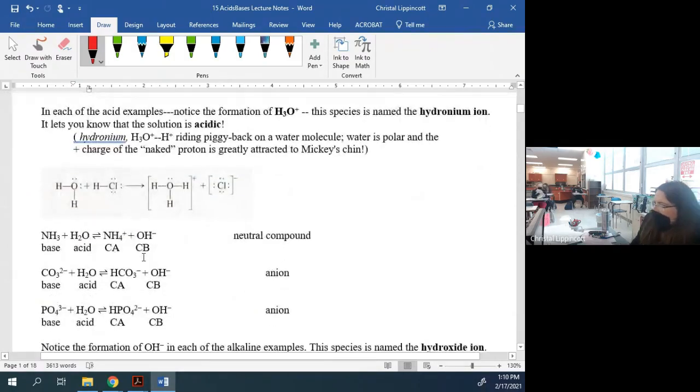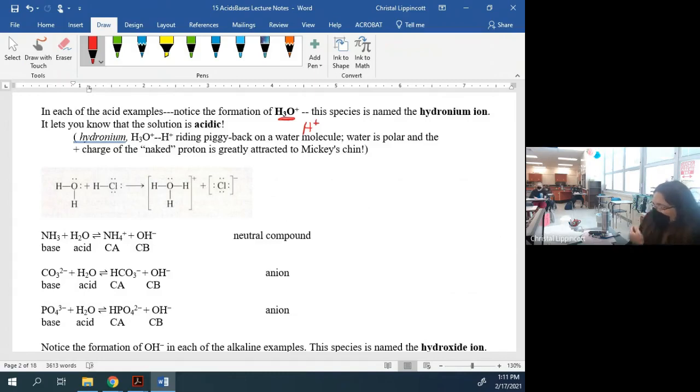So in each example of the acid, you're going to note that we're forming H3O plus. This is called a hydronium ion. A lot of times this is written just like this, and it's used interchangeably. So we will use the H3O plus, we will use the H plus, and you'll see them used interchangeably in different things, okay? So this is a hydronium.